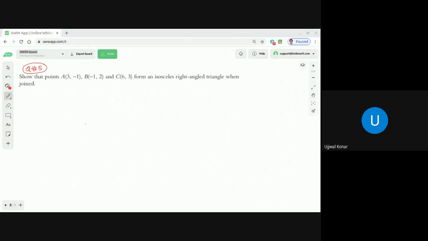You need to prove both isosceles, that means two sides have to be equal, and also right angle, that means the square of one side should be equal to the sum of the squares of the other two sides.